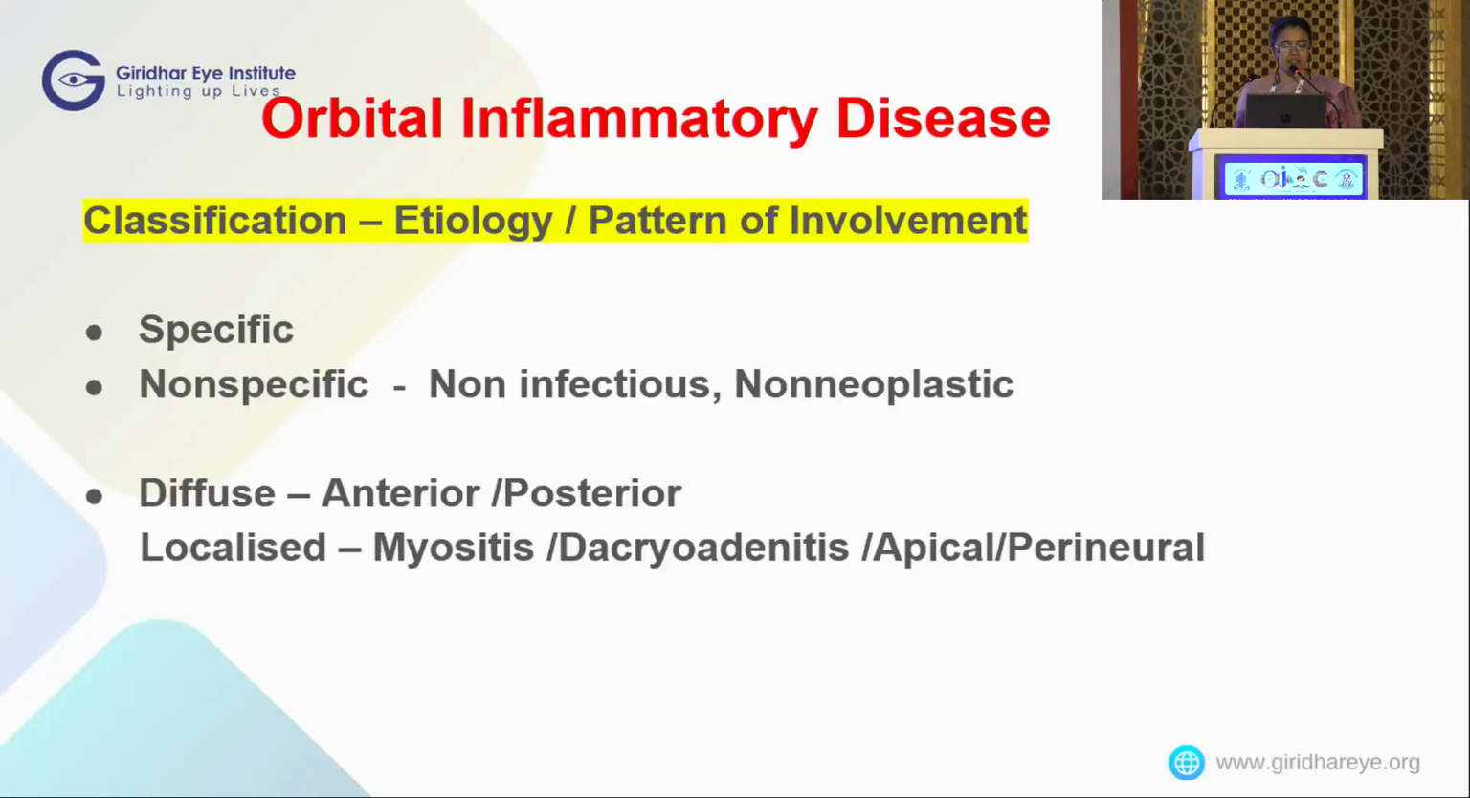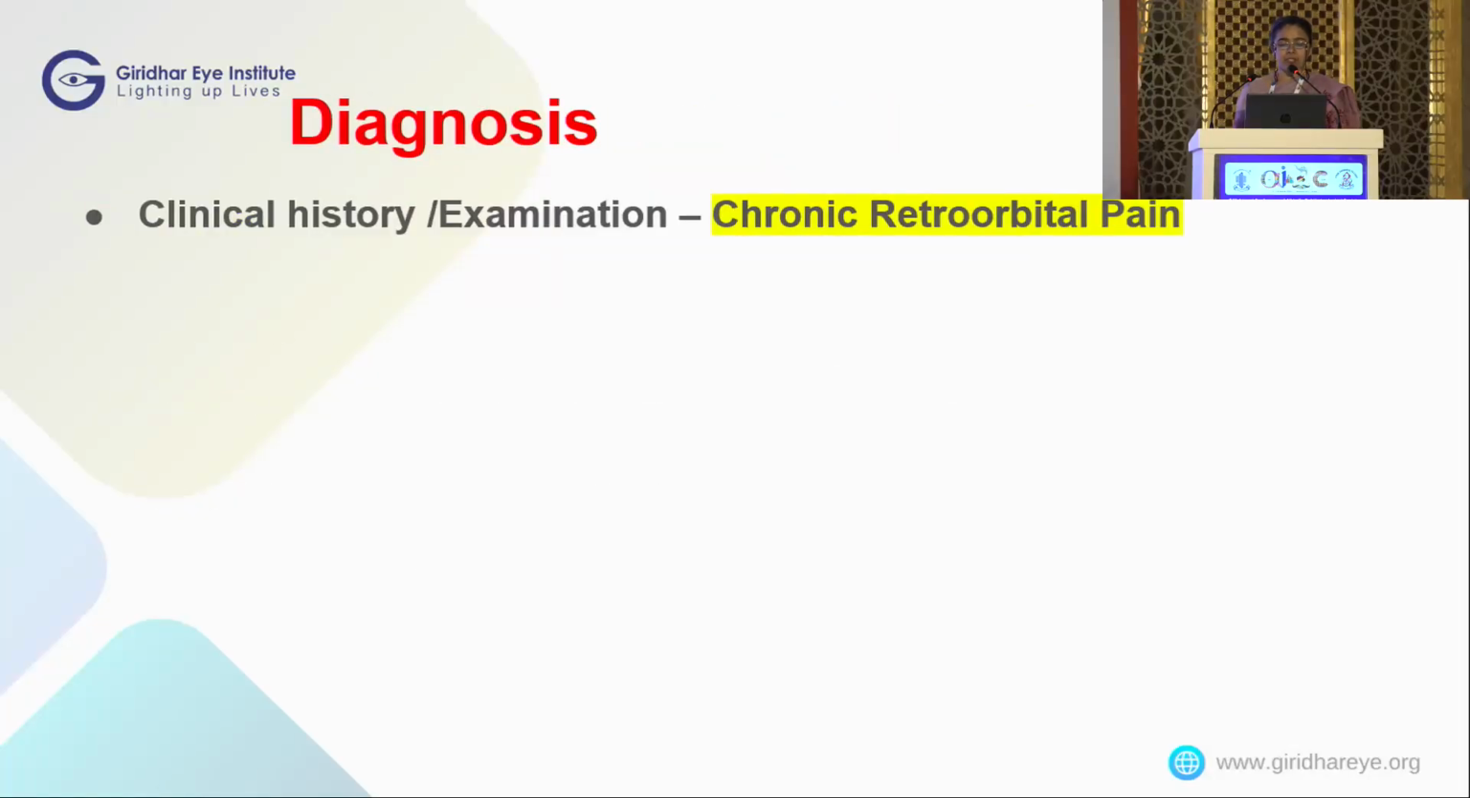The classification is based on etiology or pattern of involvement. It can be either specific inflammation or non-specific inflammation. Non-specific orbital inflammation, NSOI, is non-infectious and non-neoplastic. The disease can be diffuse, anterior or posterior inflammation, or localized, that is, by target organ: muscle, that is myositis; lacrimal gland, dacryadenitis; then apical inflammation or perineural inflammation.